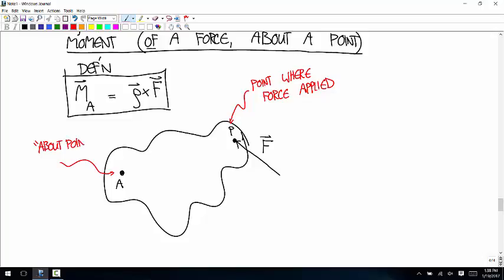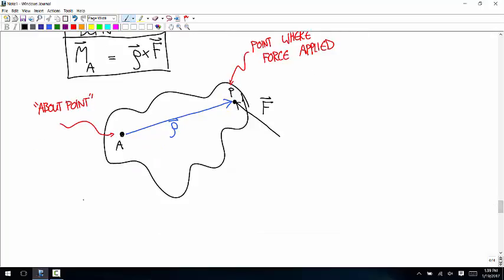The thing you're treating as sort of the axis of rotation. Then that rho vector is the vector that goes from A to P. So there's the rho vector. So rho is the vector to the point P from point A.